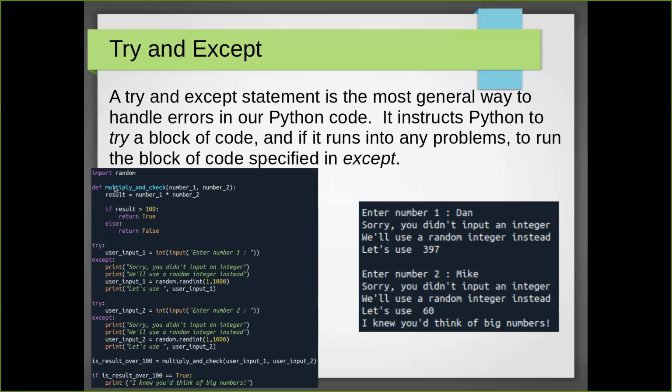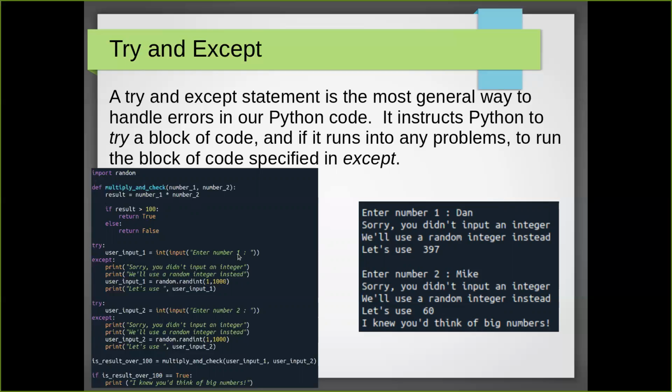So we've got our function as we had it before, multiply and check. But here I've amended things so that around the user input, I've said try doing this user input, try doing that bit of code. Now, if the user inputs a number as we want them to, then that's fine. We'll just carry on and go to the next bit. But if they input something that causes an error, so let's say they input the word Dan, then that's going to chuck up an error.